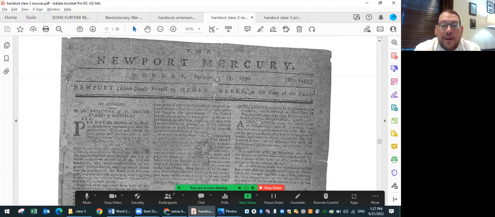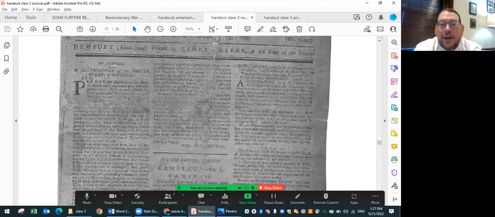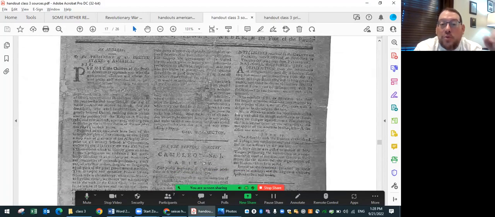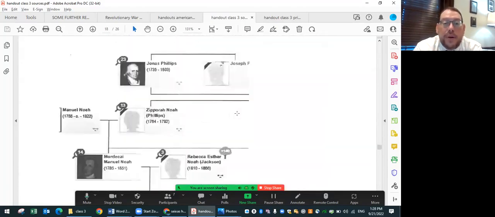And that's Haim Salomon. By the way, this is the actual newspaper we spoke about last time. This is the newspaper with George Washington's letter to the Congregation of Newport in 1790. This is what it actually looked like. And we'll get back to this in a second.